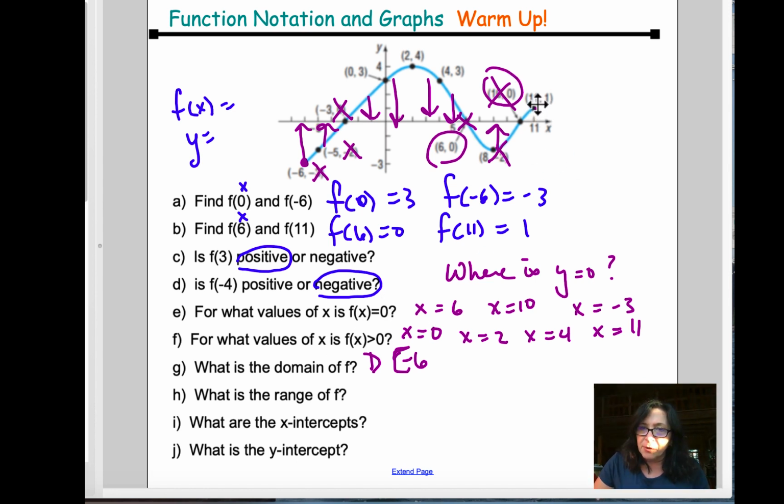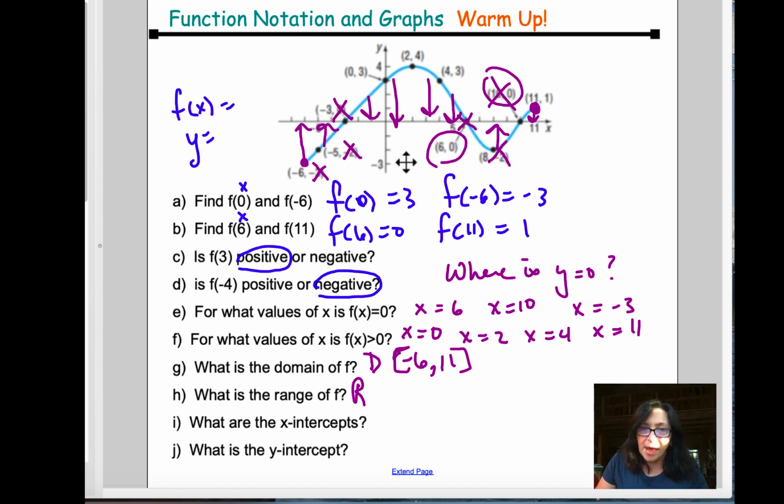And then the greatest value here in my domain would be at 11, and that would include 11 as well because that value is solid. To find the range, remember we go low to high. Domain, you go left to right, but the range, you go low to high.